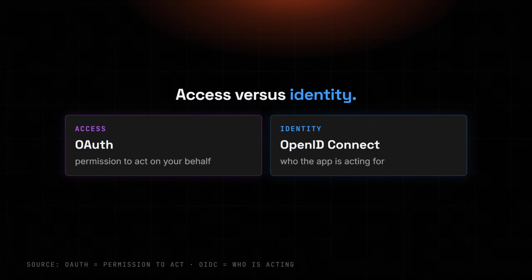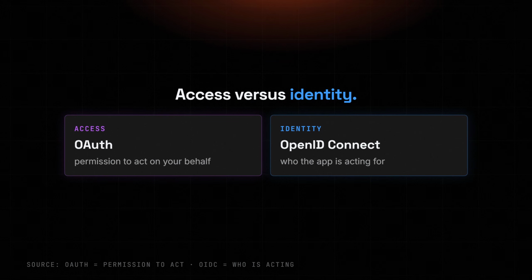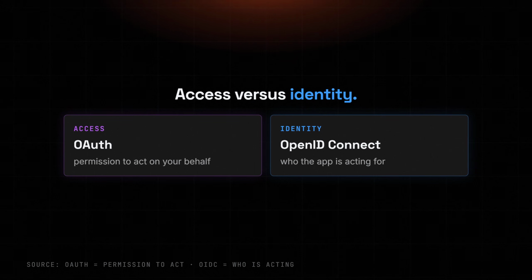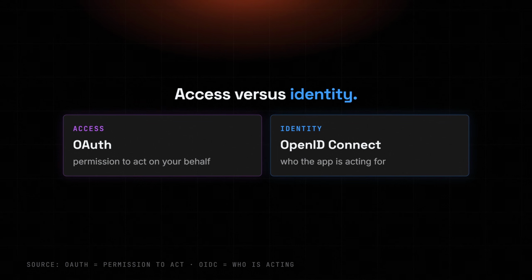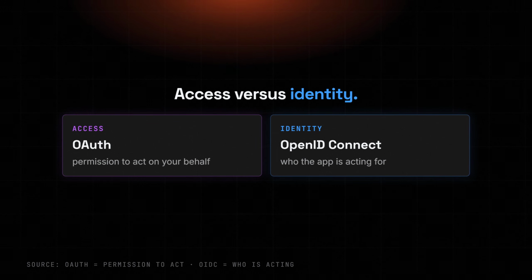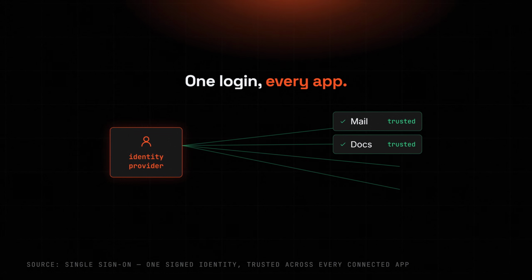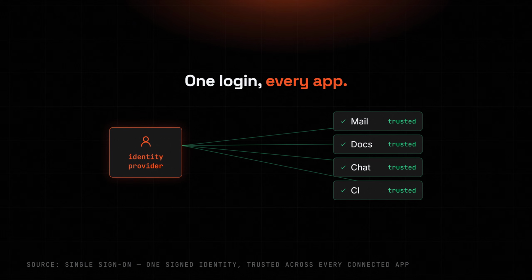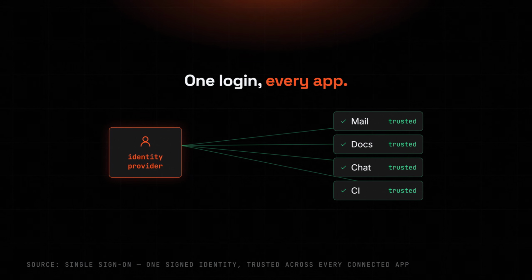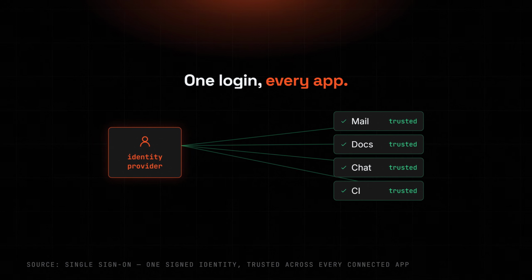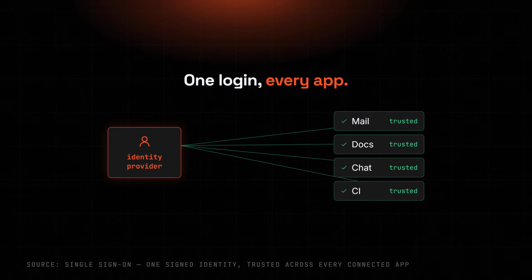OAuth gives an app permission to act on your behalf. OpenID Connect tells the app who it is acting for. Access versus identity. Two tokens, two entirely different jobs. And this is the exact machinery behind single sign-on. Log in once with your identity provider, and every connected app trusts that same signed identity. No new password, no separate account, just one login that unlocks all of them.